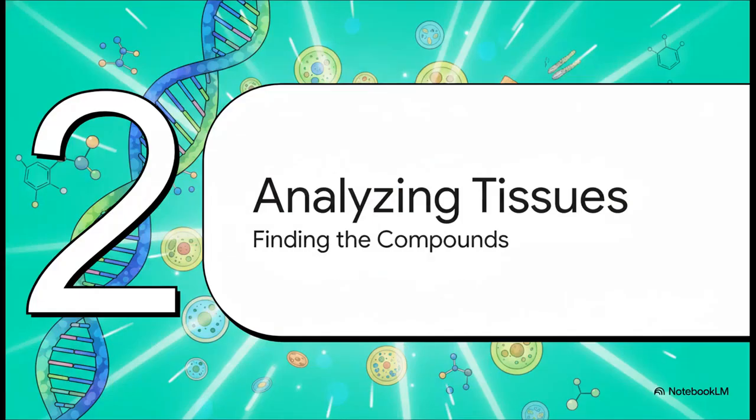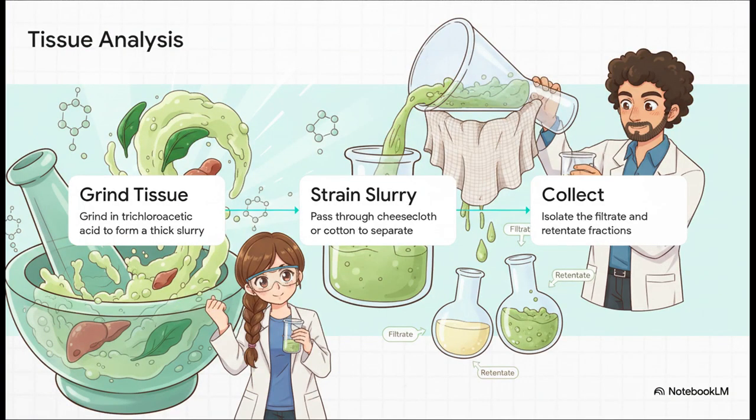Moving right along to part two, analyzing living tissues. So how do scientists actually figure this out? How do they isolate these specific chemical compounds within us? Well, it's a surprisingly gritty, literal recipe.